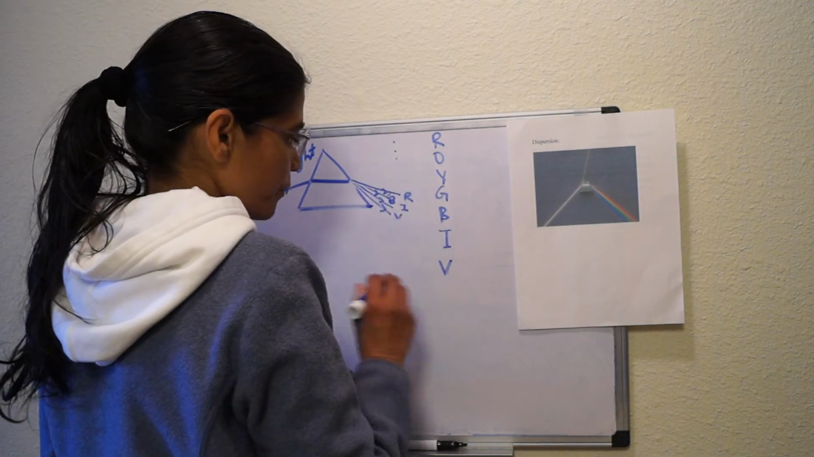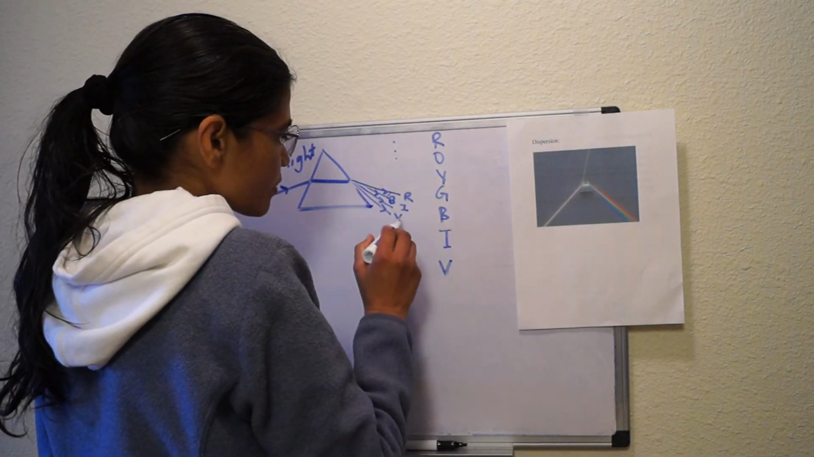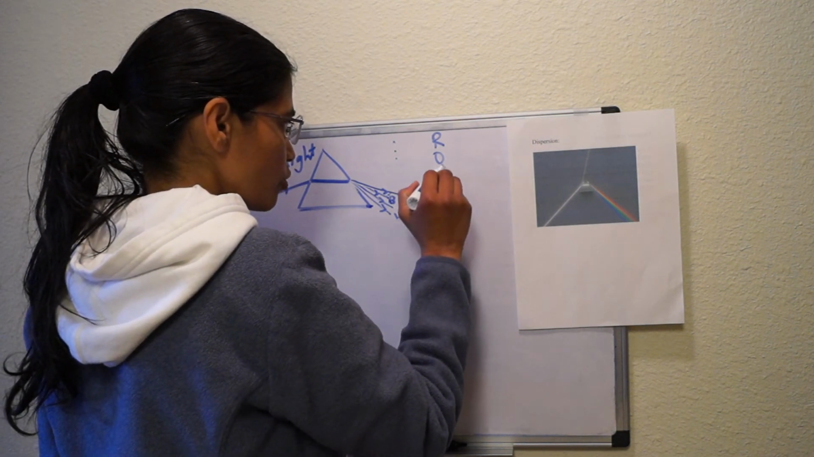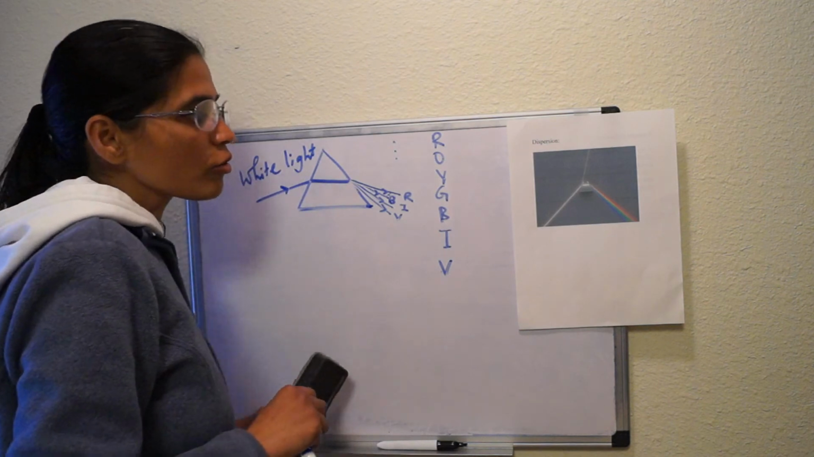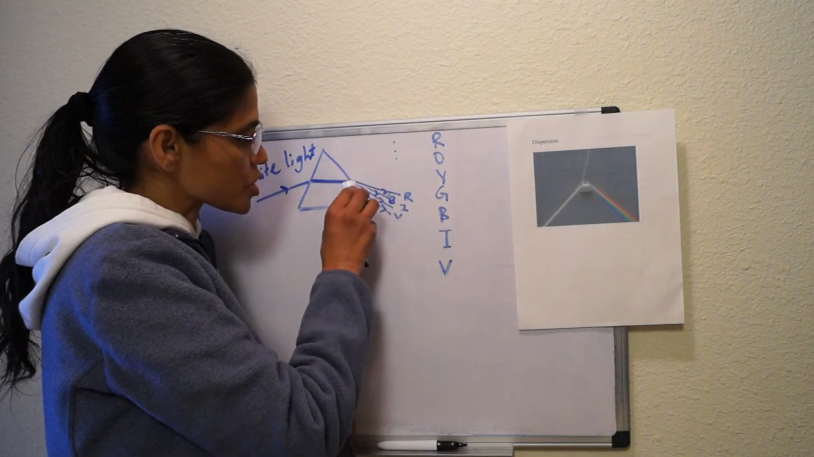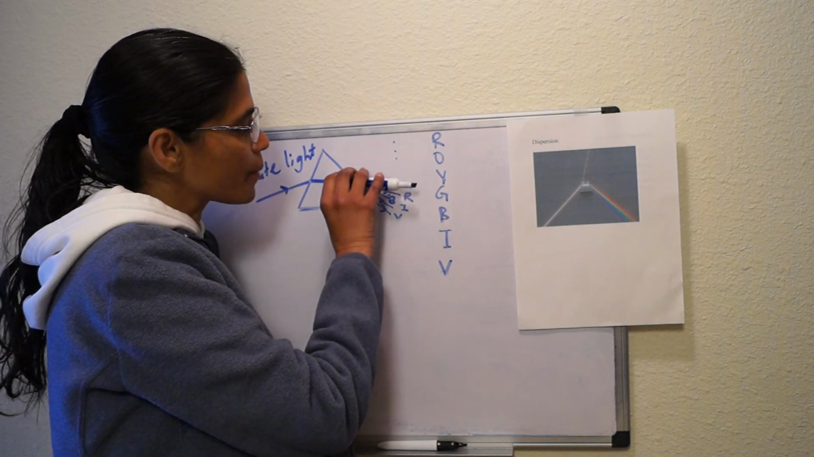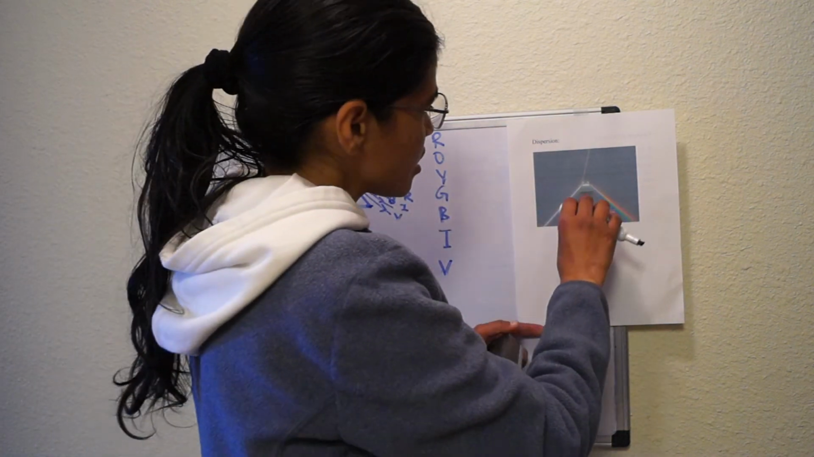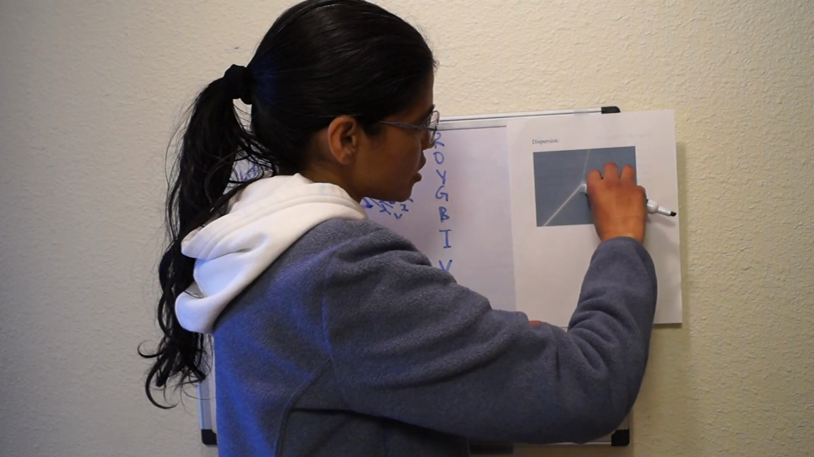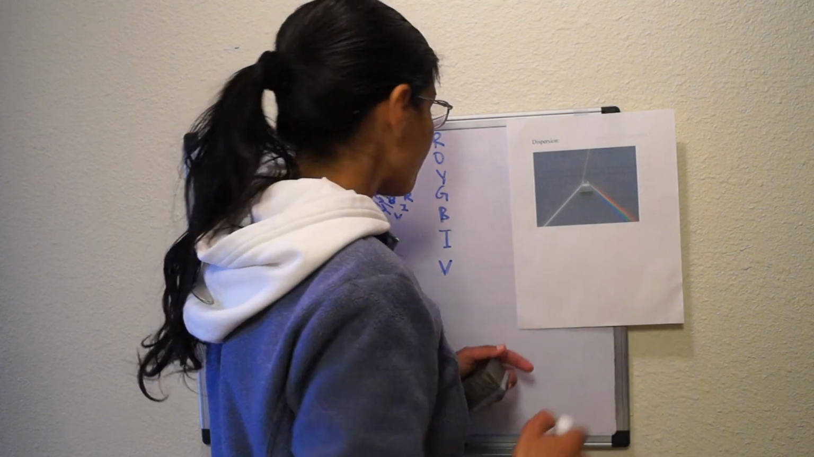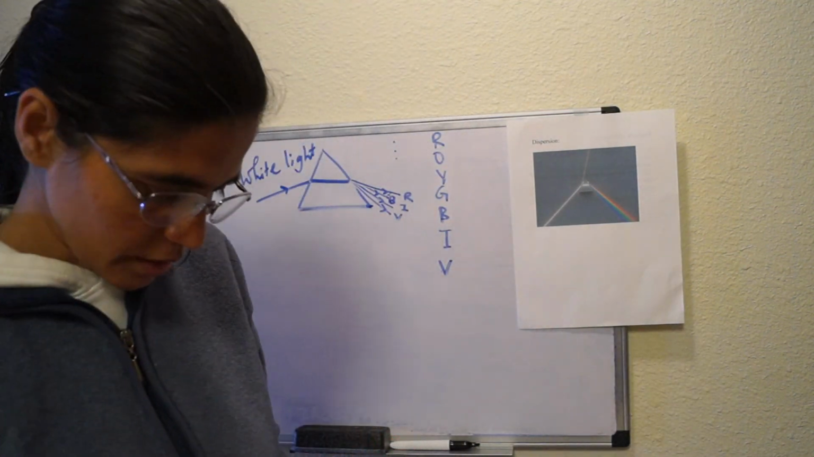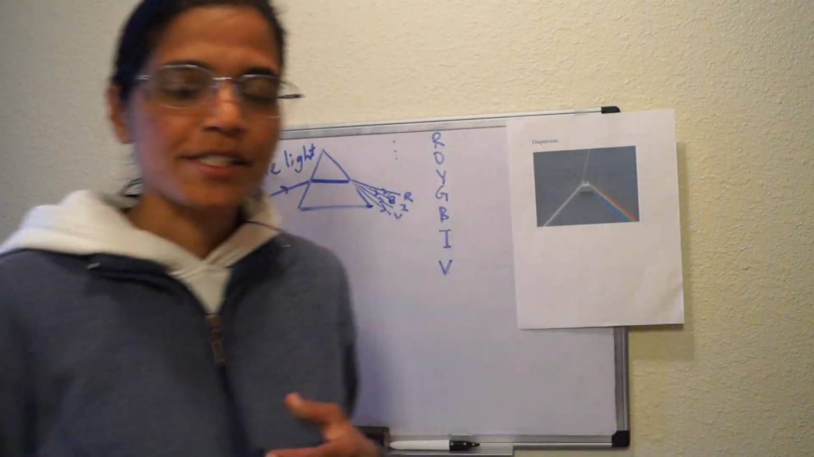Okay, so we have a violet color, we have indigo, we get blue, we get green, we get yellow, we get orange, we get red, and always the violet color bends most, and the red color bends least. So here also see, the violet color bends most, and then the red color is just a little bit of bending. Okay, so why does that happen? Why do you think this happens?